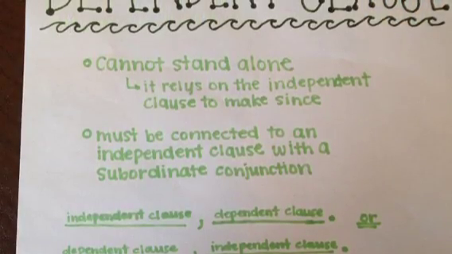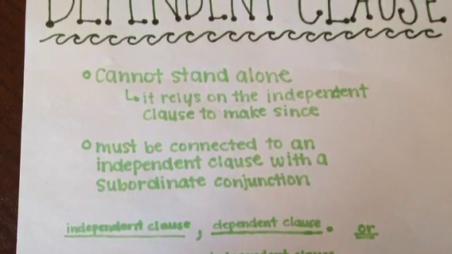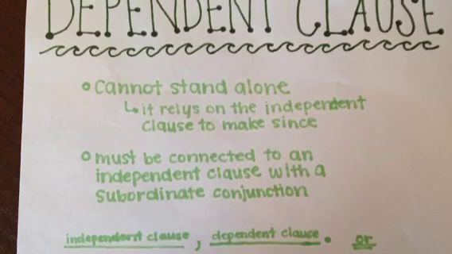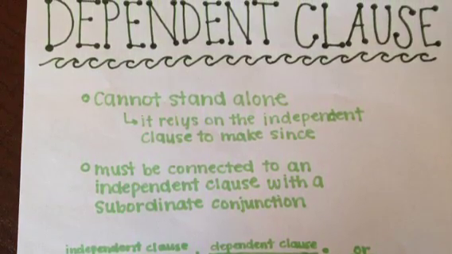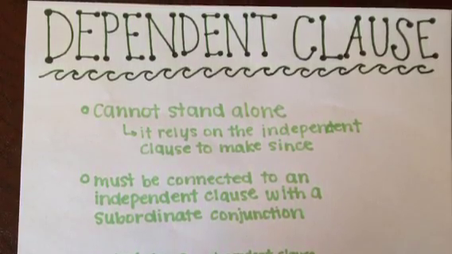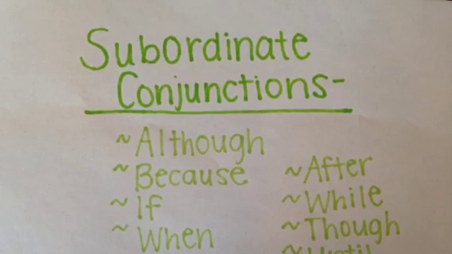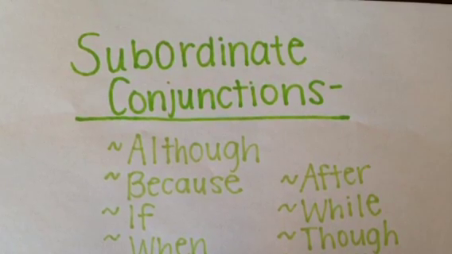Dependent clauses cannot stand alone. They rely on the independent clause to make sense. They must be connected to an independent clause with a subordinate conjunction. There are two ways to structure the dependent clause, either independent clause, comma, dependent clause, or dependent clause, comma, independent clause. A list of subordinate conjunctions are although, because, if, when, before, after, while, though, and until.